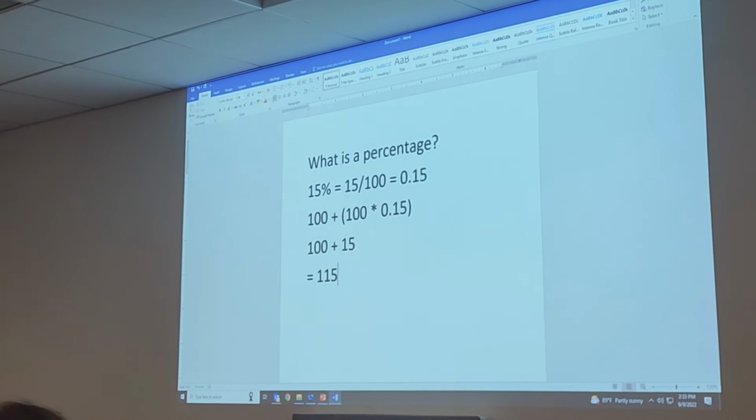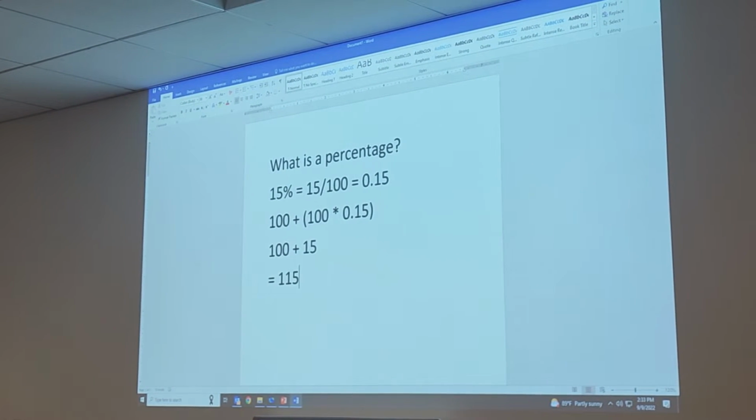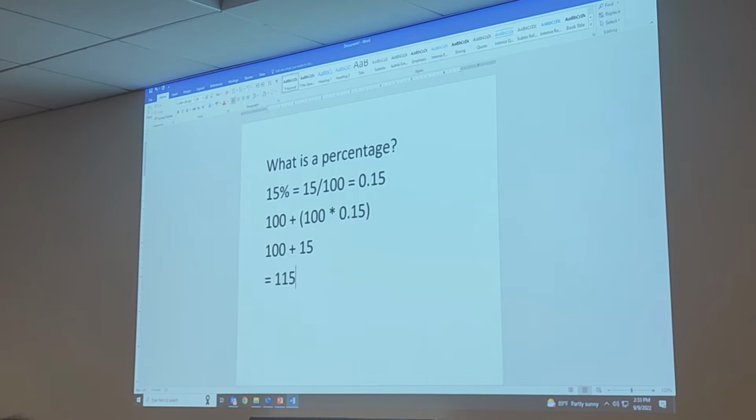Mr. Phung, for KVP, what if you get a decimal? Do we round it up to the nearest? Yeah, we just round it. You will just round it.